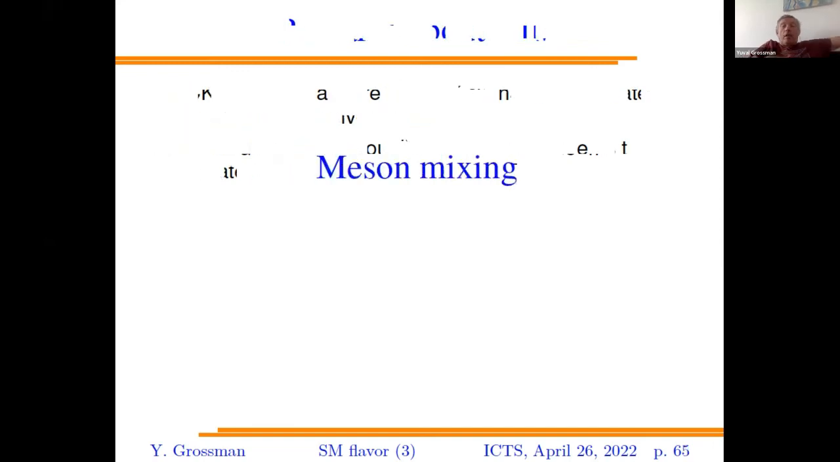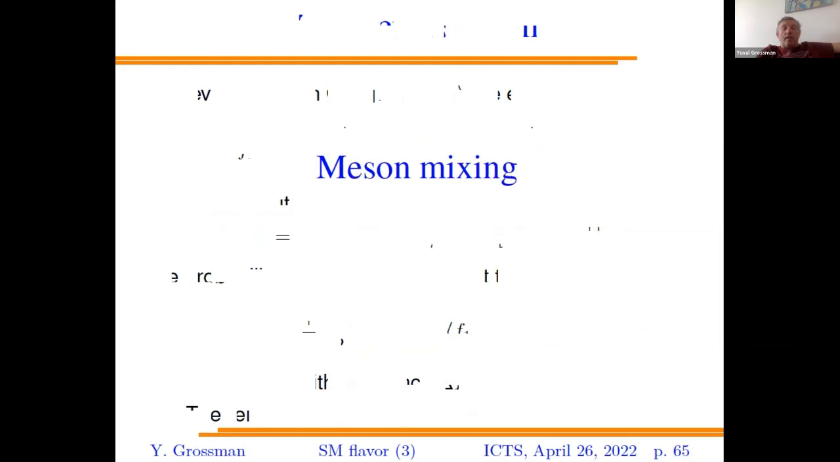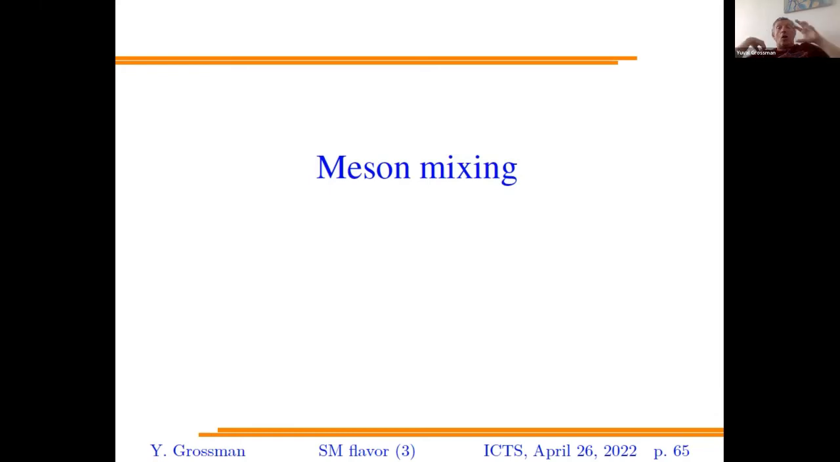Okay, so now I want to move to the story of meson mixing. And meson mixing, let me say a few words. It's an extremely important phenomenon in particle physics. And we talk about things like kaon mixing or B-B bar mixing. And there are two things that many times people mix up: what mixing is and what oscillation is.